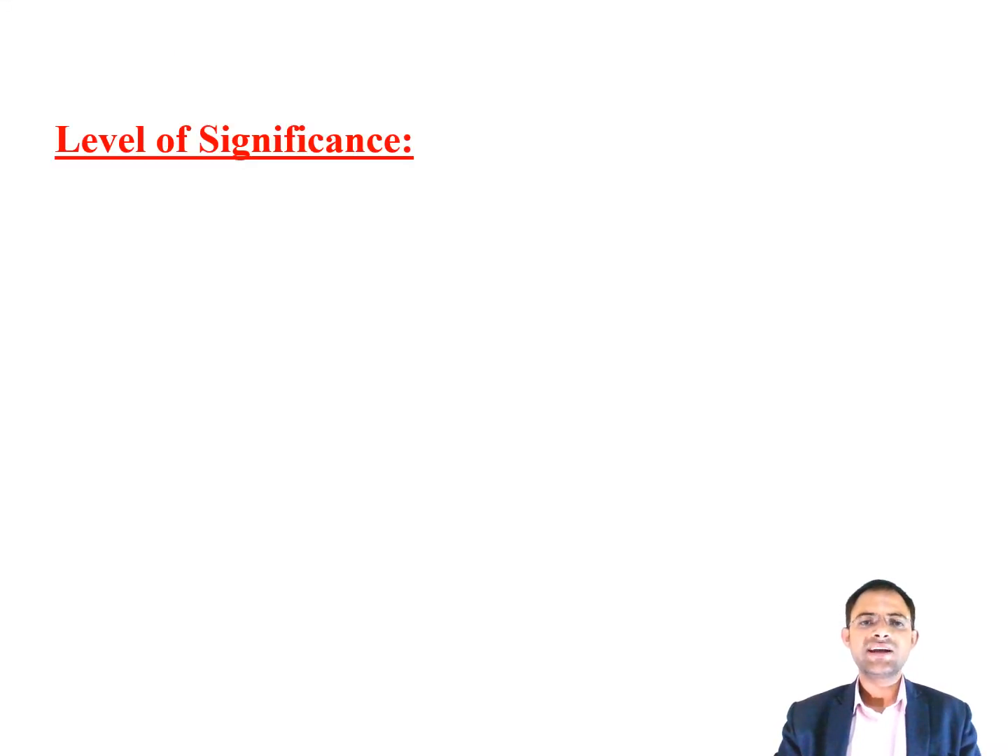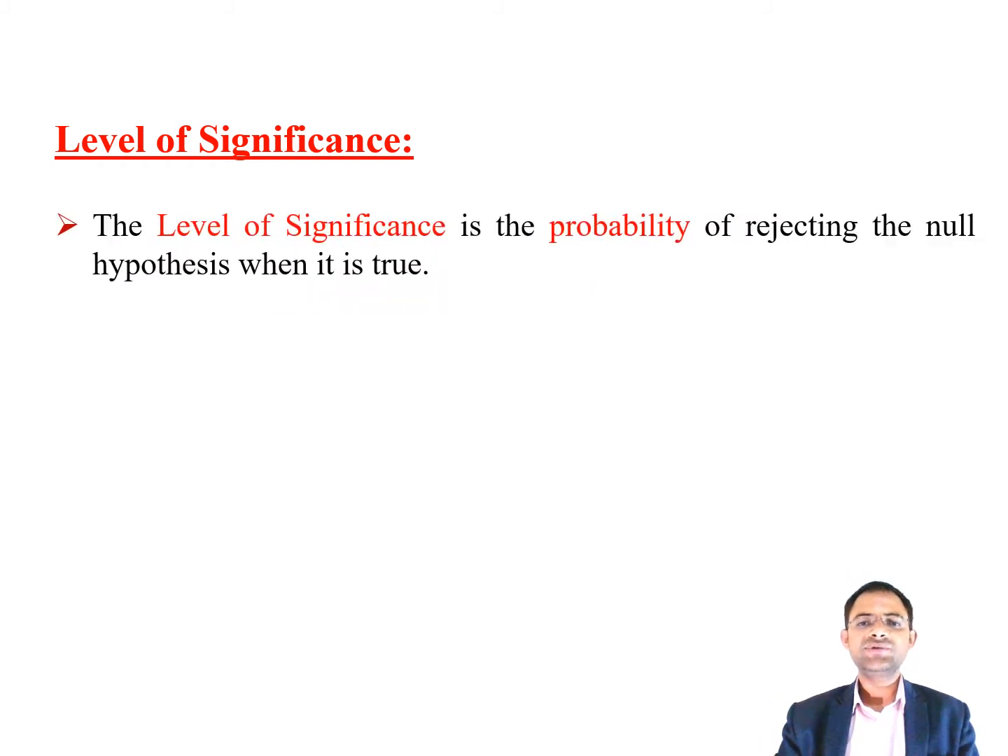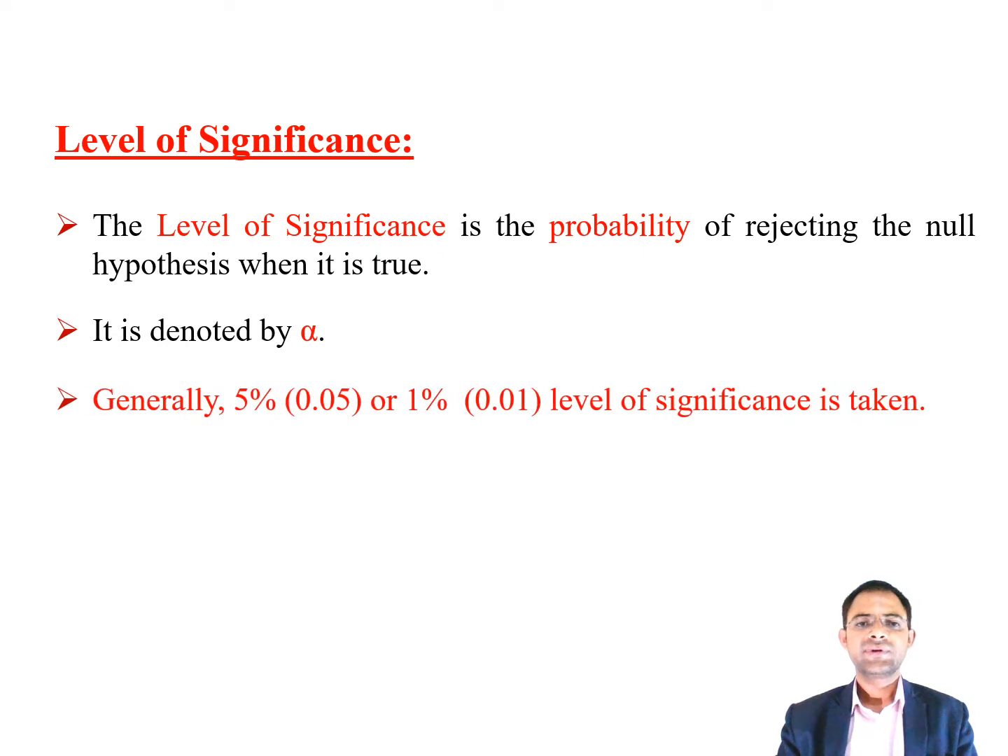Now, the next term is the level of significance. The level of significance is the probability of rejecting the null hypothesis when it is true. The level of significance is denoted by the symbol alpha. Generally, a 5% or 1% level of significance is taken in the case of the chi-square test.